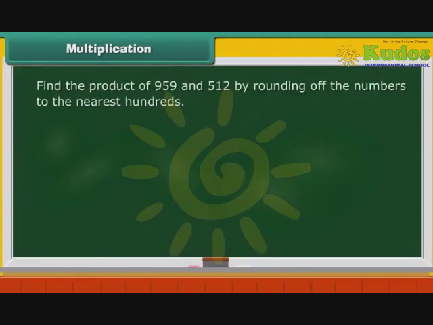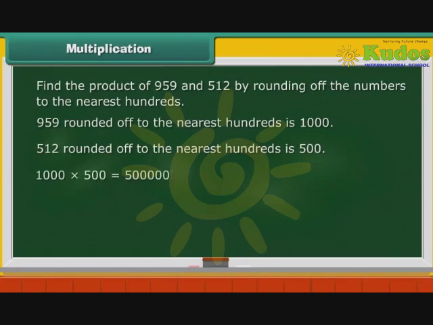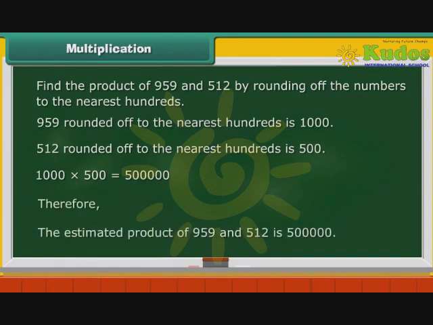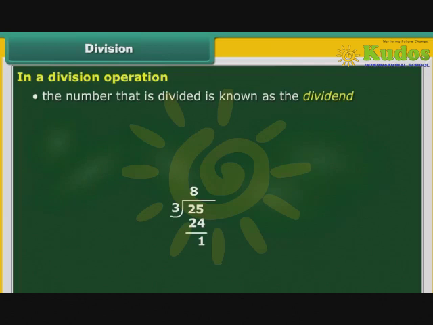Find the product of 959 and 512 by rounding off the numbers to the nearest hundreds. 959 rounded off to the nearest hundreds is 1000. 512 rounded off to the nearest hundreds is 500. 1000 into 500 is equal to 5 lakh. Therefore, the estimated product of 959 and 512 is 500000.